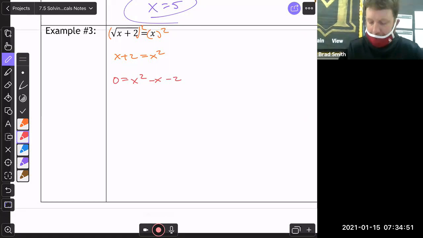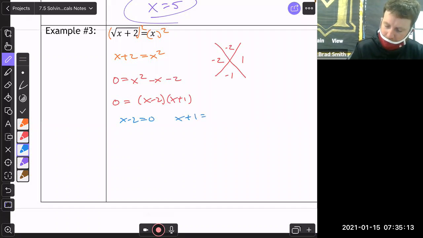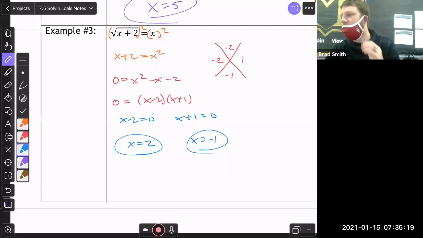Then we're pulling stuff back from last semester. How do you solve anything with the square? We factor it. So what factors of -2 give you -1? -2 and +1. So I got x minus 2 and x plus 1. So x minus 2 equals 0 and x plus 1 equals 0. So x here is going to equal 2, and x here is going to equal -1.